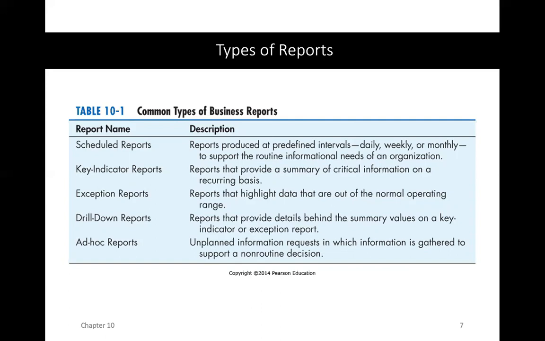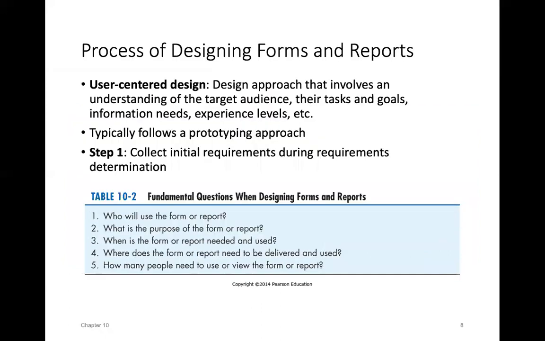So this all raises the question in turn: how do we go about designing forms and reports so they are fit for purpose? Essentially, there is a 3-step process that we need to follow: collect the requirements from our user community, prototype some forms or reports, and then get our users to review and sign off. At the heart of all of this is the user needs, what we call user-centered design. This design approach involves an understanding of our target audience, their tasks and goals, information needs, experience levels, and so on and so forth.